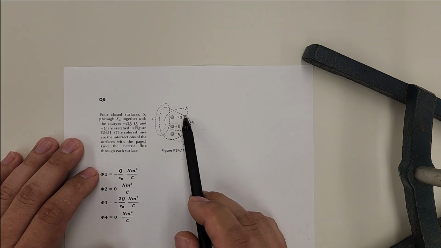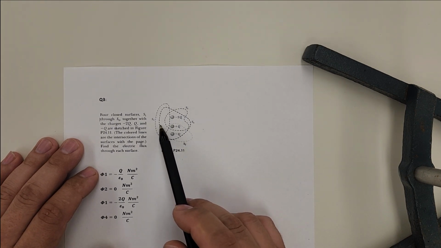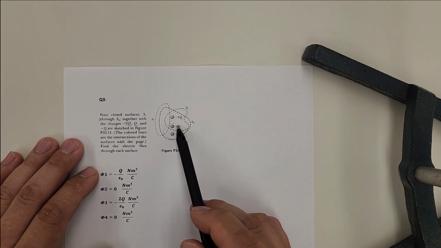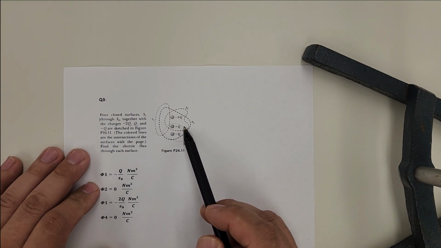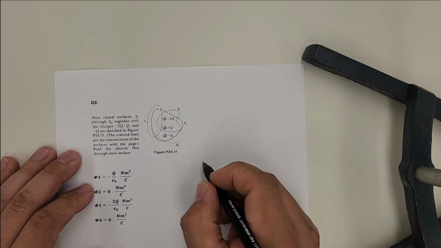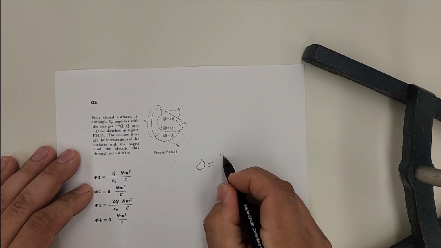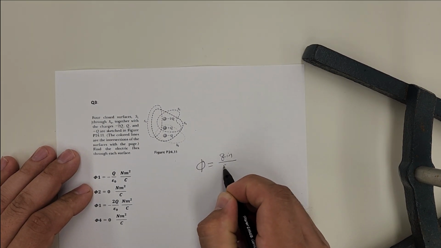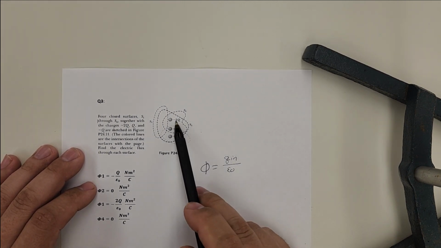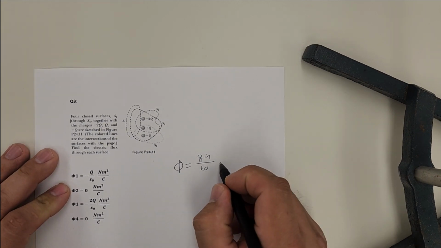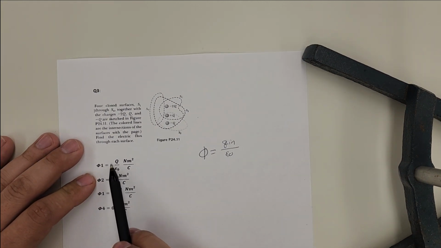So if we look at S1, S1 runs around and encloses these 2 charges, a negative 2Q and a positive Q. So if we add those 2 charges up, we'll use the flux from Gauss's law. I'm looking for the amount enclosed over epsilon naught. The amount of charge that's enclosed in here, I have negative 2 plus a positive 1, so I'm going to be left with a negative Q. So for the first one, I should have negative Q over epsilon naught.